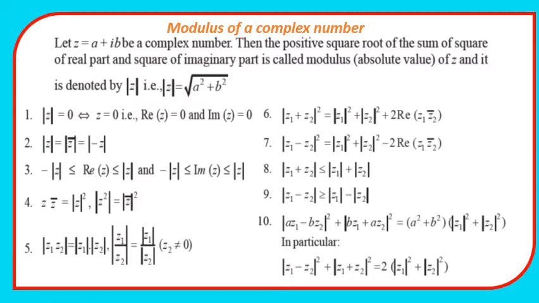And modulus of a z1 minus b z2 whole square plus modulus of b z1 plus a z2 whole square will be equal to a square plus b square multiplied by mod z1 square plus mod z2 square. Or in simpler form, we can say that modulus of z1 minus z2 whole square plus modulus of z1 plus z2 whole square will be equal to 2 times of mod z1 square plus mod z2 square. Clear? So note down the definition of modulus and the properties of modulus.